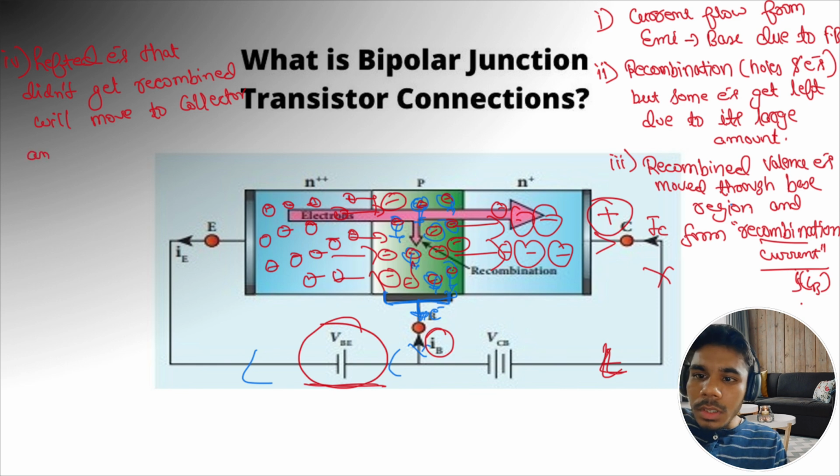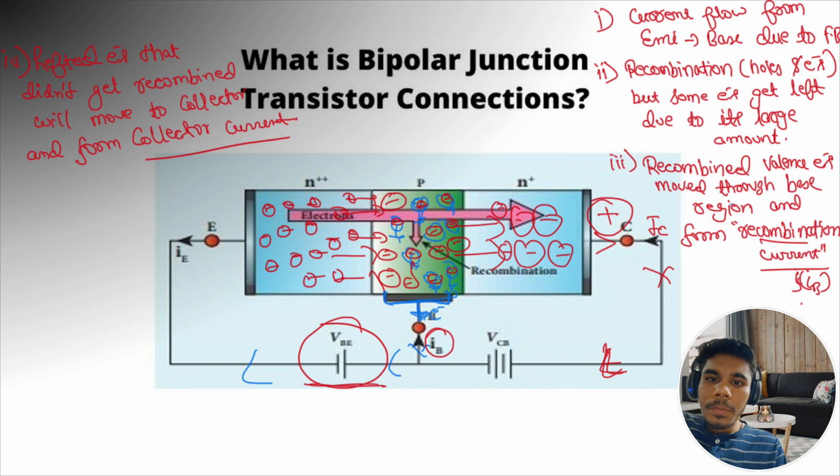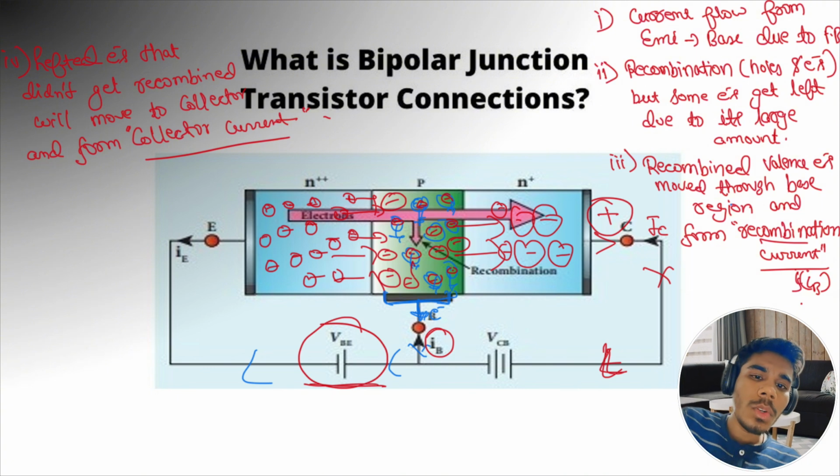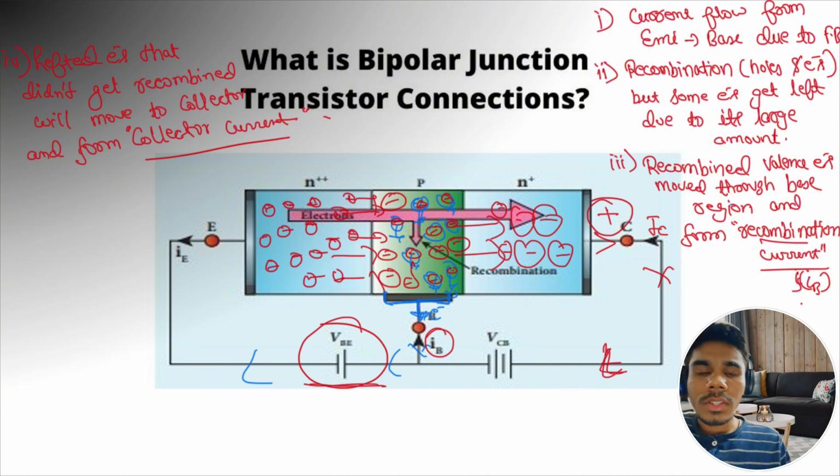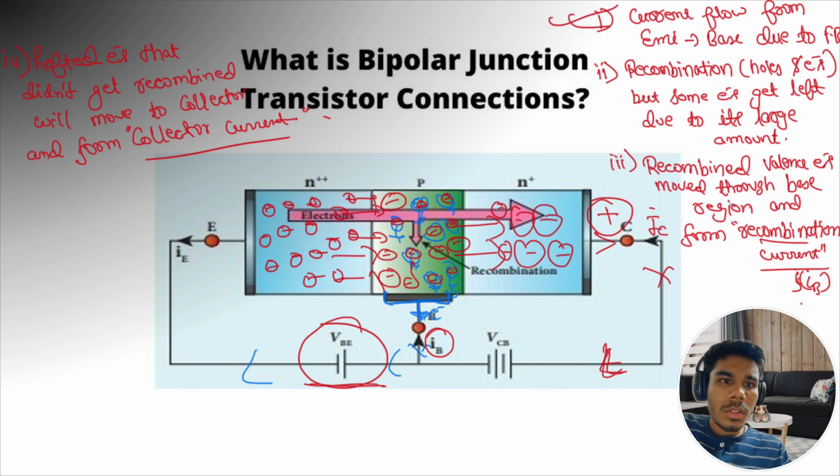and form the collector current. Okay, so this is how the electrons flow from the emitter region to the collector region in a BJT transistor. These are the steps.